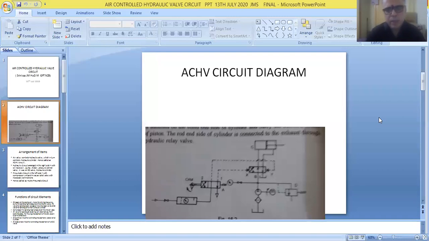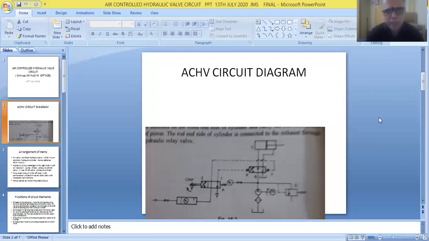So here a compressor is arranged. A compressor is required for operating a pneumatic circuit. This compressor is driven by another motor. The shaft of the compressor is connected to the shaft of the motor. If you switch on, the motor will be coming into action. It will be converting electrical energy into mechanical energy of the shaft. And finally, the compressor will be converting mechanical energy of the shaft into pressure energy of air. That is called compressed air.